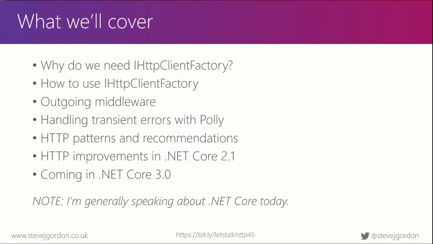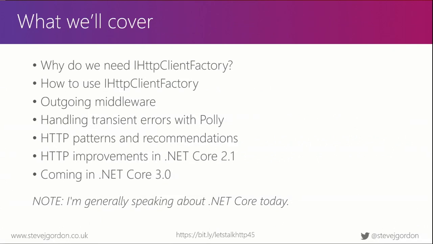We're also going to talk a little bit about the idea of outgoing middleware. If you're familiar with ASP.NET Core, hopefully you're familiar with the middleware pipeline. Requests come into your application and flow through that pipeline. Eventually, one of those middleware components will return a response, which then flows back out in the reverse direction. We can do a similar thing for outgoing requests. If we have any cross-cutting concerns that we want to apply to our outgoing calls, we can consider using this middleware as a way of applying that.